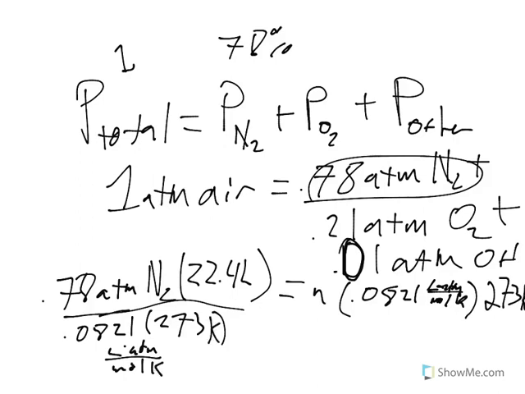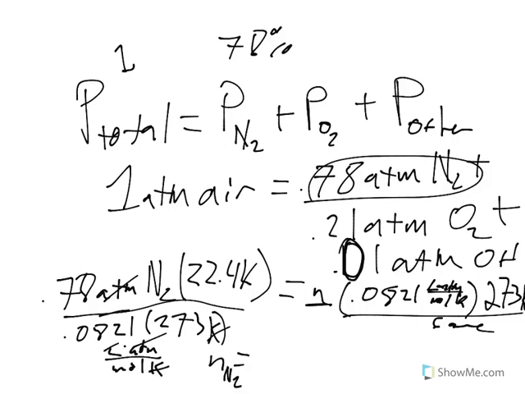And this is Kelvins. You can see that Kelvins cancels Kelvins, atmospheres cancels atmospheres, liters cancels liters, and moles is the only unit that didn't cancel, and therefore that is what we are solving for. So divide both sides by the same, and then N equals whatever that math is. Find out how many moles of nitrogen are actually there, so it'd be moles N2.